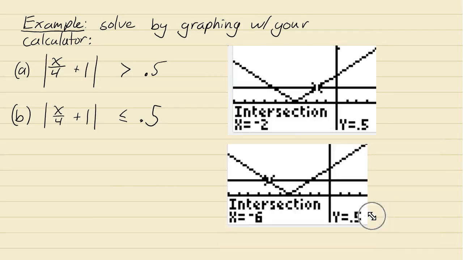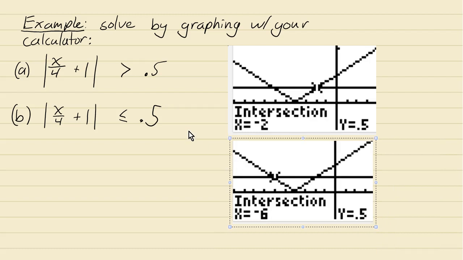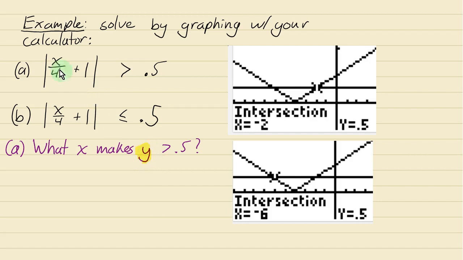So those are the two values of x that make the absolute value of x over 4 plus 1 equal to 0.5. But for this first part, A, we want to know what x makes it greater than 0.5. So in other words, we need to see what x makes y, because this whole thing is y on the absolute value graph, greater than 0.5. And that is happening at all the points where the y coordinates on the absolute value are above the y equals 0.5 line. And so the solution is the x coordinates.